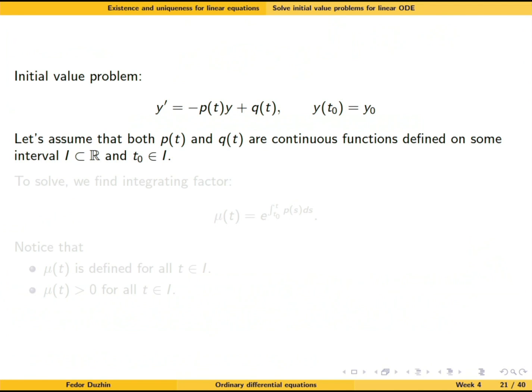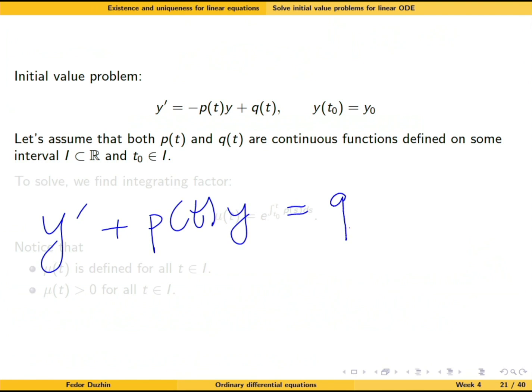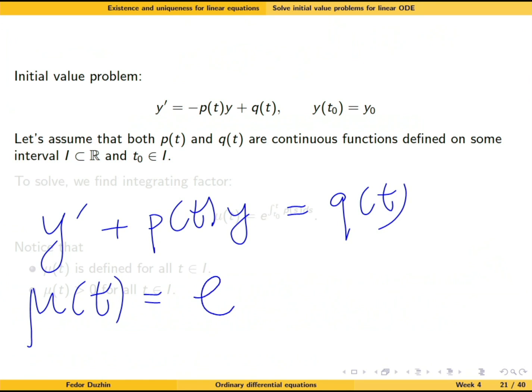Consider an initial value problem for a linear differential equation. We can rewrite it as y prime plus p of t y equals q of t. And recall that in order to solve it, we need the integrating factor. The integrating factor is e to the power antiderivative of p of t dt.